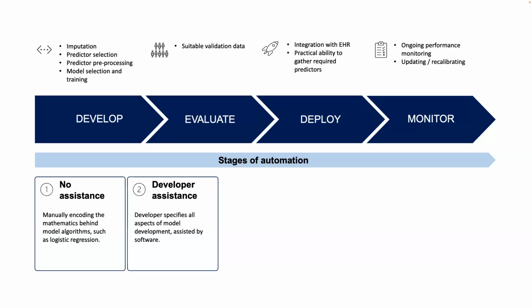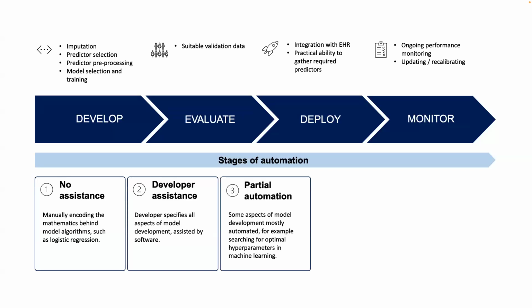Developer assistance. So the developer specifies aspects of model development and is assisted by software. It's largely where we are at the moment. So you know roughly what you want to do. You want to use a logistic regression model, and you just tune the software to do it a little bit. Partial automation, that's kind of where we're moving. So that might be something like looking at different ways of optimizing the hyperparameters that are going into a model. You're not doing this manually, it's being done under the hood.